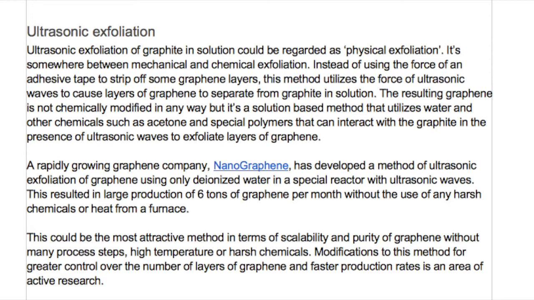This resulted in large production of 6 tons of graphene per month without the use of any harsh chemicals or heat from a furnace. This could be the most attractive method in terms of scalability and purity of graphene without many process steps, high temperature or harsh chemicals. Modifications to this method for greater control over the number of layers of graphene and faster production rates is an area of active research.